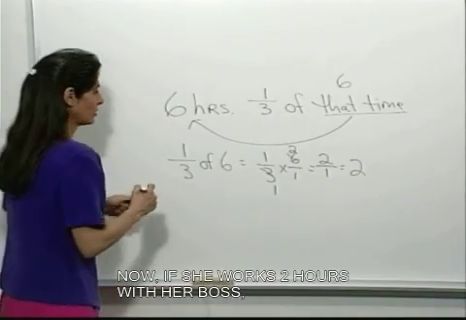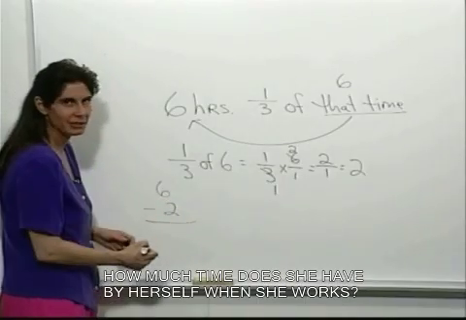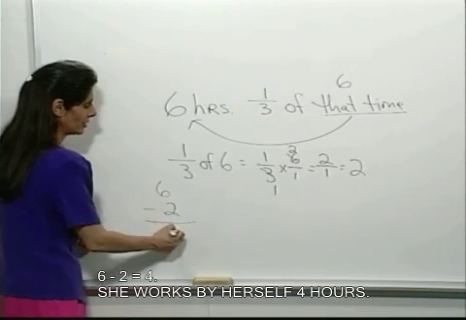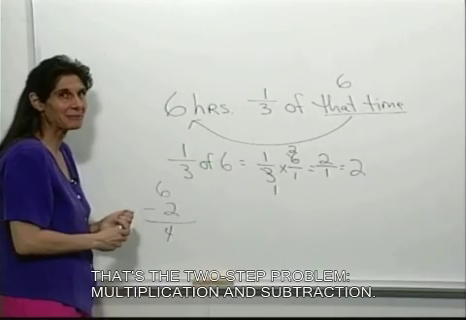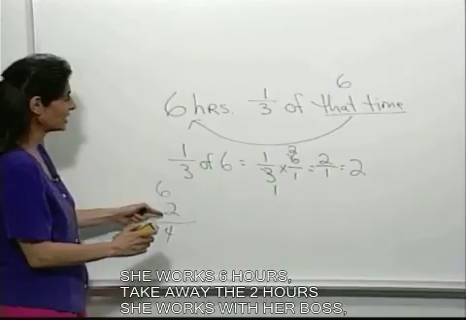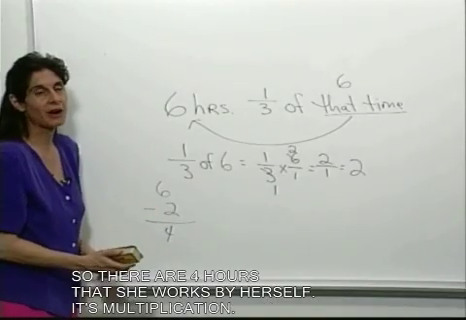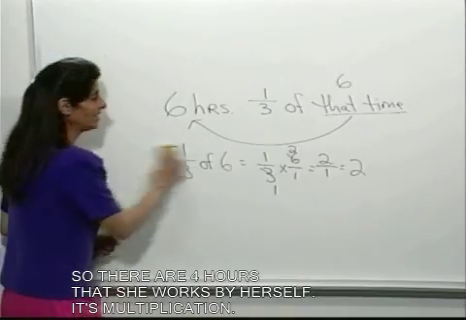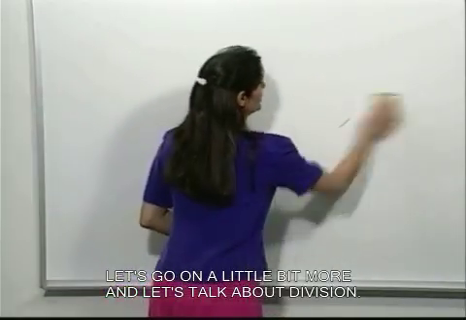Now, if she works 2 hours with her boss, how much time does she have by herself when she works? 6 minus 2 equals 4. She works by herself 4 hours. And that's a two-step problem. Multiplication and subtraction. She works 6 hours. Take away the 2 hours she works with her boss, so there's 4 hours that she works by herself. So that's multiplication. Let's go on a little bit more, and let's talk about division.